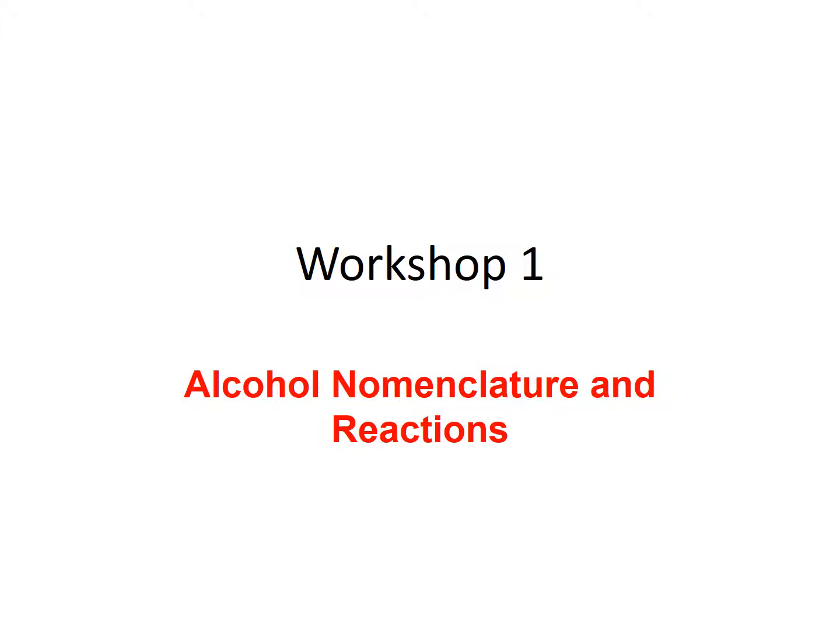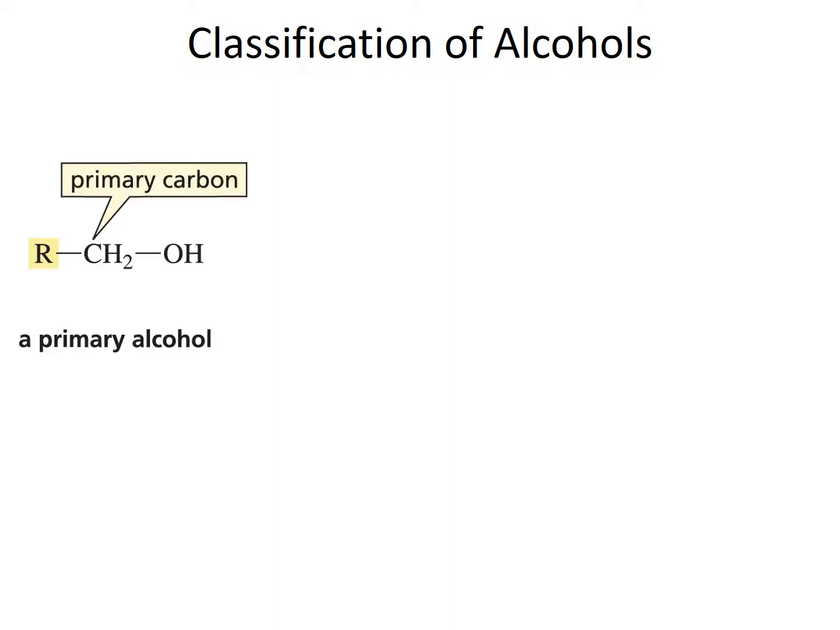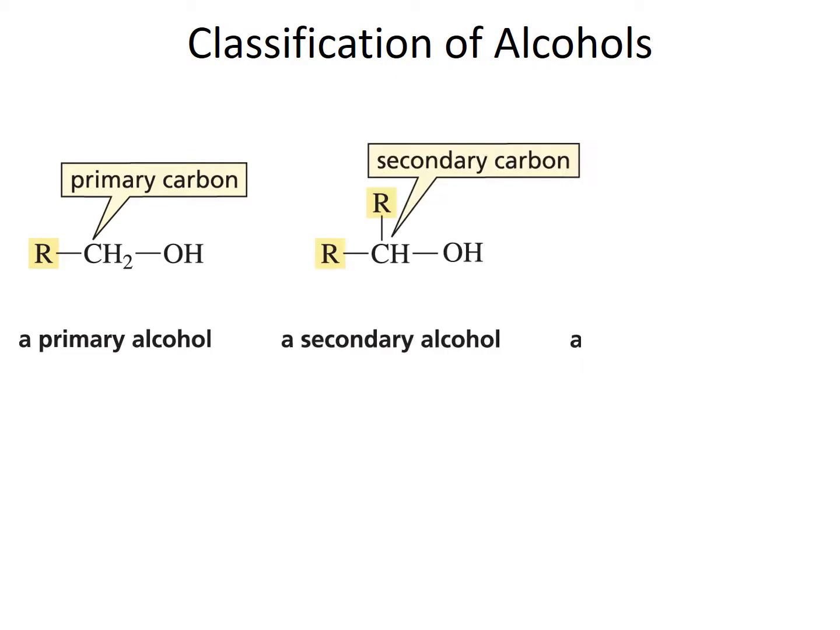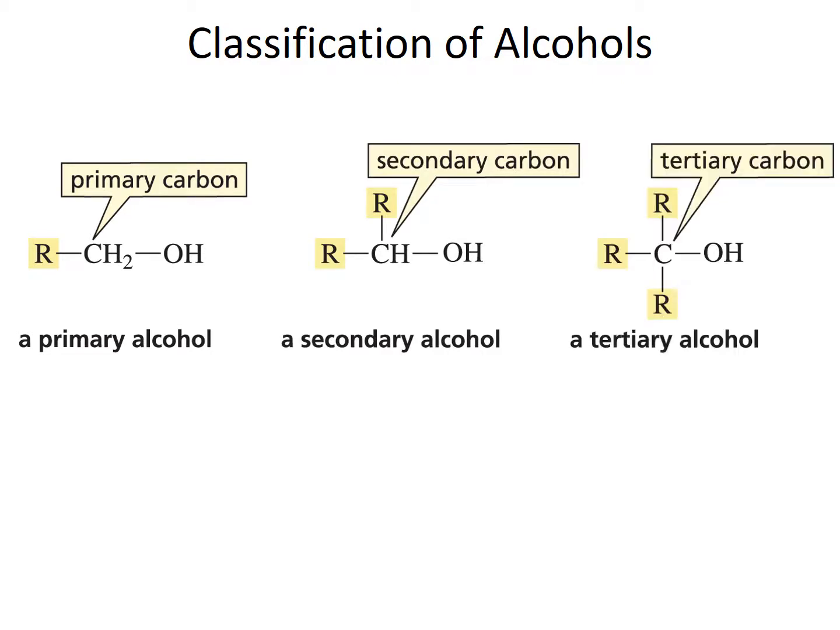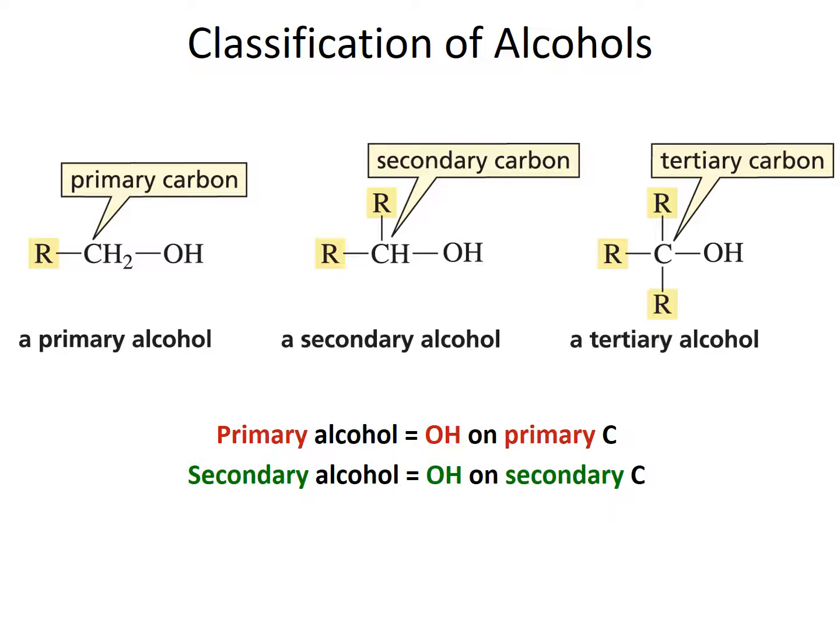Okay, we're going to start this off by talking about alcohol nomenclature and reactions. Before we get to nomenclature, let's talk about identifying or classifying alcohols. They're going to be dependent upon what type of carbon they are attached to. So if you have a primary carbon, you have a primary alcohol. Secondary carbon, a secondary alcohol, and a tertiary alcohol would be on a tertiary carbon. So a primary, looking at an OH on a primary carbon, secondary an OH on a secondary, and a tertiary on a tertiary carbon.